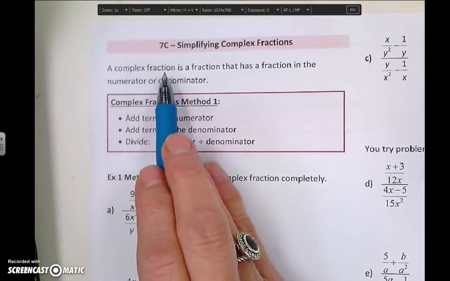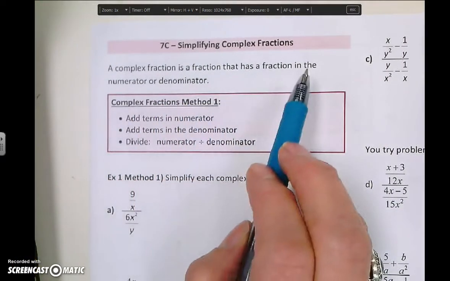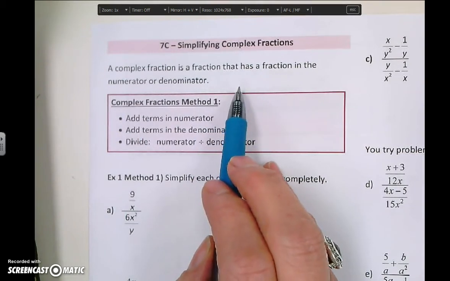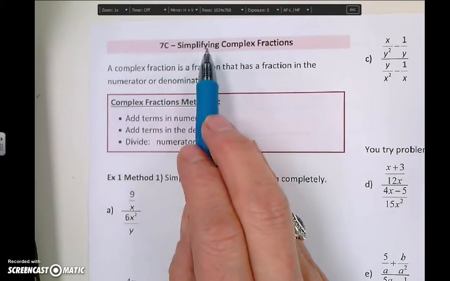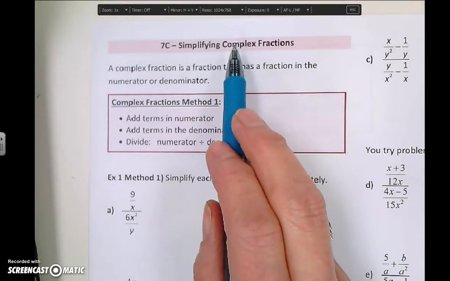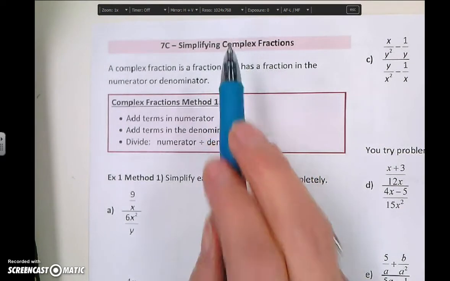A complex fraction is a fraction that has a fraction in the numerator or the denominator or both. So in this lesson, we're going to be simplifying complex fractions and changing them from complex to a simpler fraction.